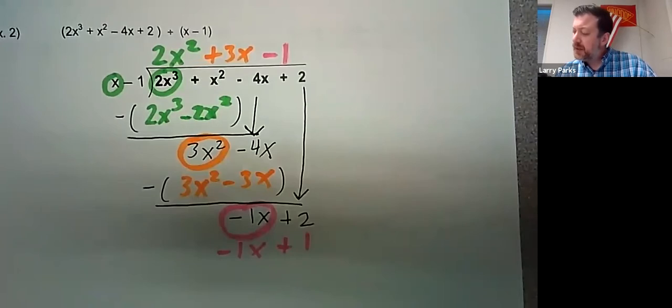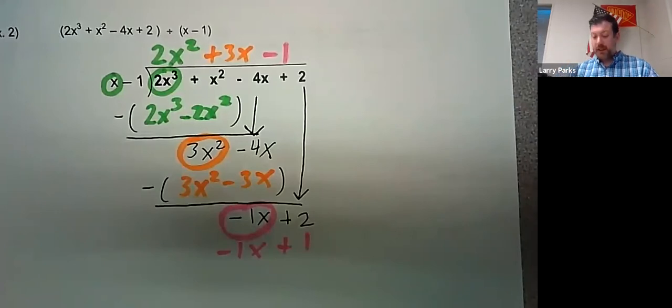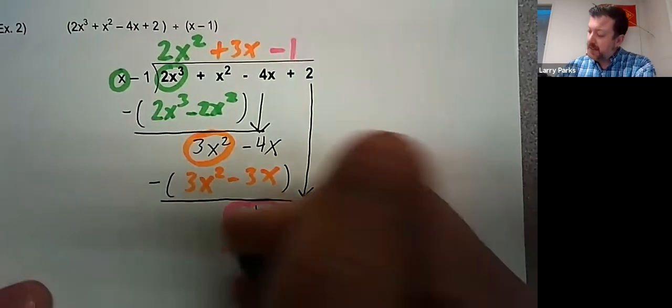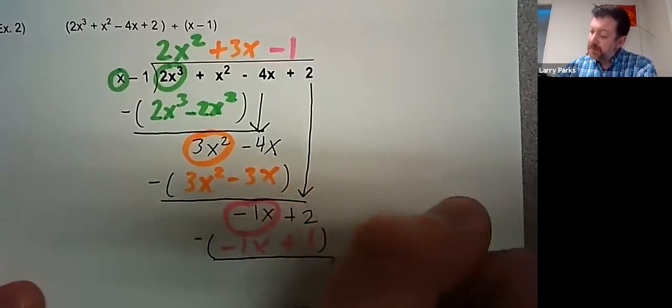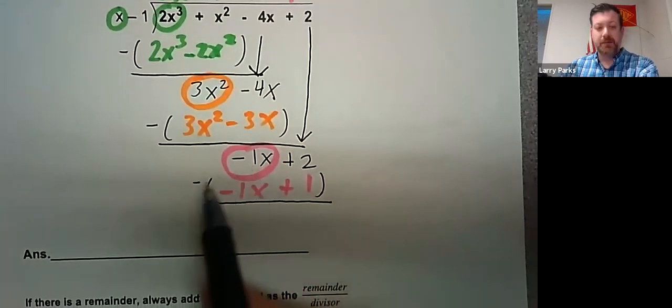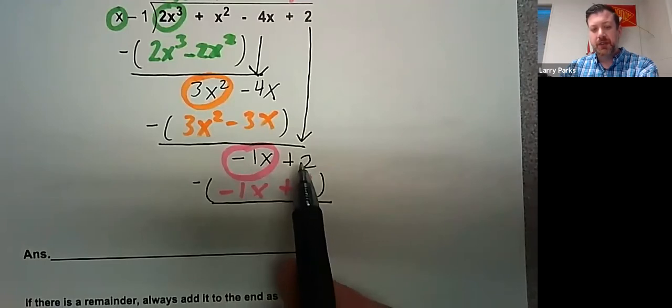Just double checking my work real fast here. Hold on. Yeah, everything looks fine. And then I take that away. -1 minus -1 is 0, because that's a +1. 2 minus +1 would be 1, so that's 1.